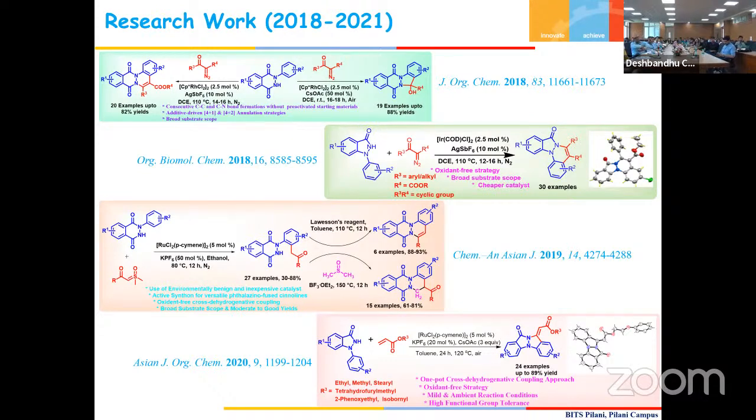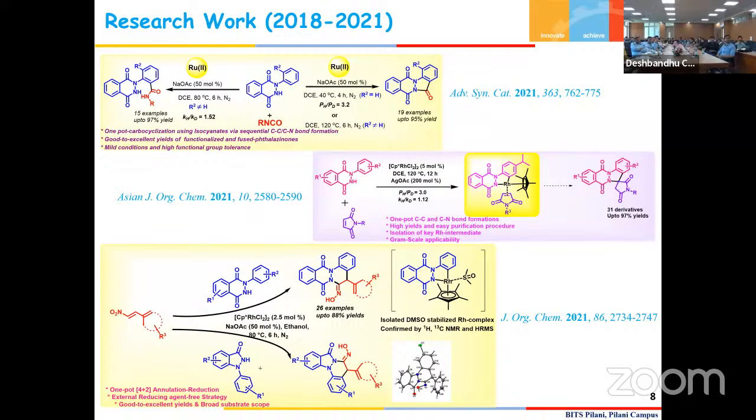And what we did is we did a couple of annulations, 4+2, 4+1 annulation, by reacting these scaffolds like phthalazine-1,4-diones with diazocarbonyl compounds, with sulfoxonium ylides, with acrylates to obtain a series of 4+2 or 4+1 cinnoline fused phthalazinones, cinnoline fused indazolones, and so on. I'm not going into details of this. I'm going to talk about some new work that we have done in the last 2-3 years.